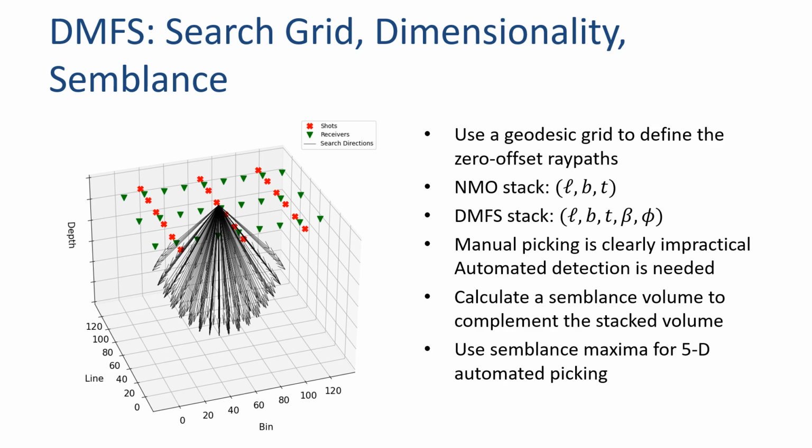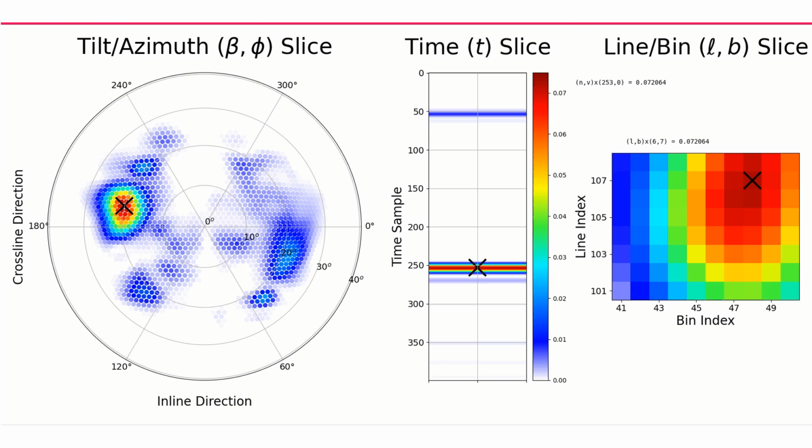The tilt and azimuth parameters add 2 extra dimensions to the usual line, bin, and time dimensions of the conventional stack, so it's fairly evident that manual picking of diffractions isn't going to be feasible, not from a 5D stack. We'll need to automate the process by using semblance to pick out the positions of the diffractors. I put this viewer together to show what these 5-dimensional semblance volumes look like.